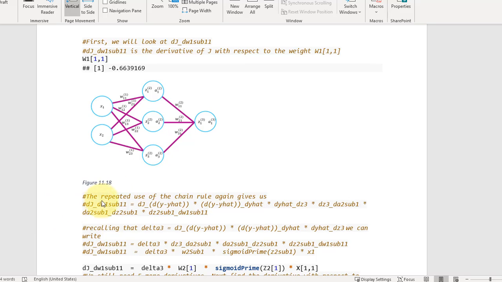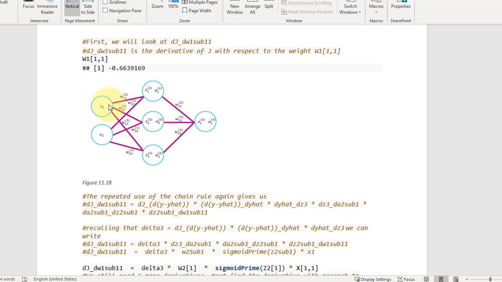And now, let's see. What is the path? So we want the derivative with respect to this of J. Remember, J is out here. So how do we get to J from here? So we go here, then we go here, and then we go here. So again, it's the same. It's as though we're just at the 1,1,1 derivative.